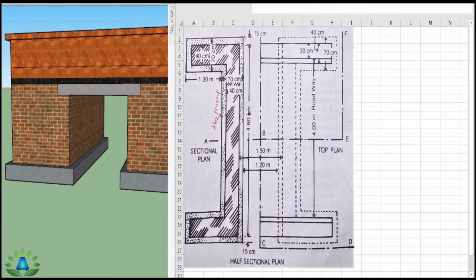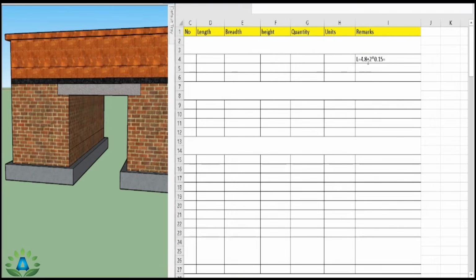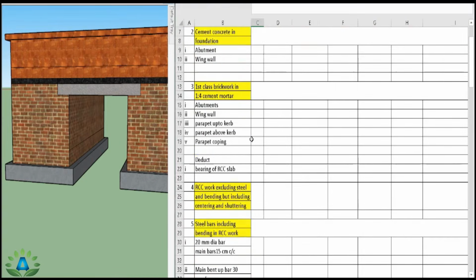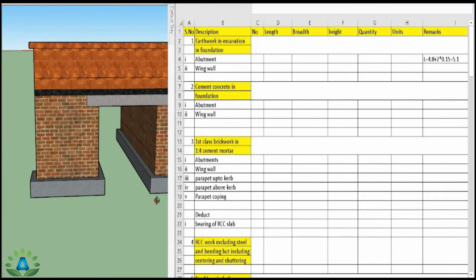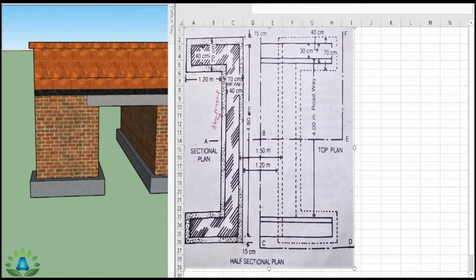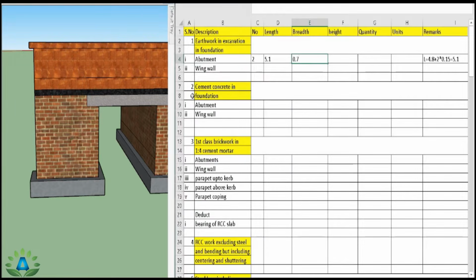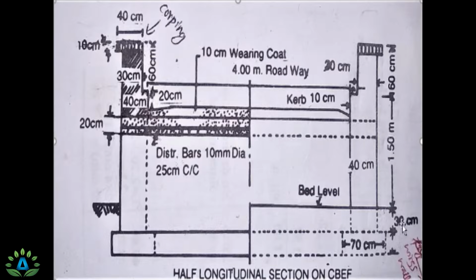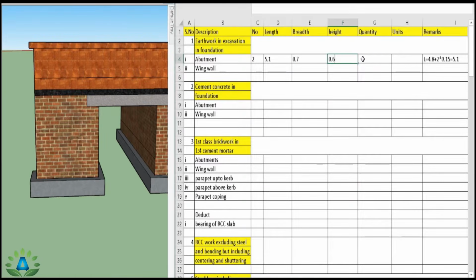So our total length is 4.8 plus 15 centimeter plus 15 centimeter. So our length is 4.8 meter plus 2 times 0.15. So we get our total length 5.1 meter. We have 2 number of abutment walls, that means from this portion and this portion. So number equals to 2, length equals to 5.1. The width is 70 centimeter, that is we have to do the excavation of 70 centimeter width. So width equals to 0.7 meter, and the height is up to the ground level. That means 30 plus this portion is also 30, that is 60 centimeter. That is 0.6, and we get our quantity 4.28, and the unit is cubic meter.